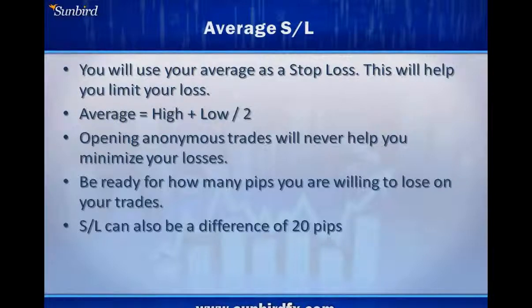All right, again, like I said before, we will use our average as a stop loss. This will help us limit our losses. I'll show you why on a simple graph. How to calculate the average? It's very simple. We take the highest rate, add the lowest rate, and divide by 2. So if my high of a certain currency is 1.5 and my low is 1, then 1.5 plus 1 divided by 2 gives you your average.